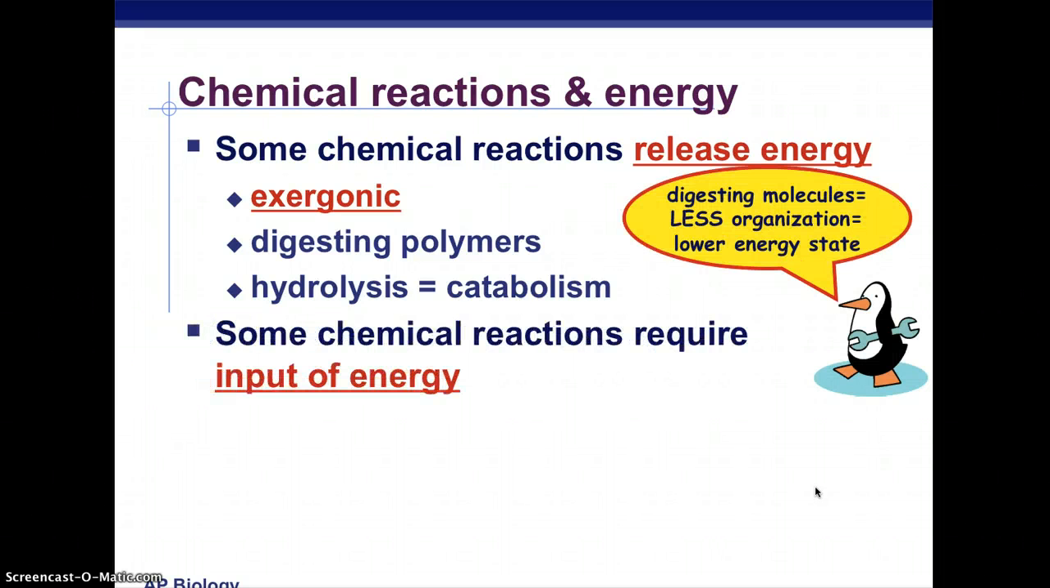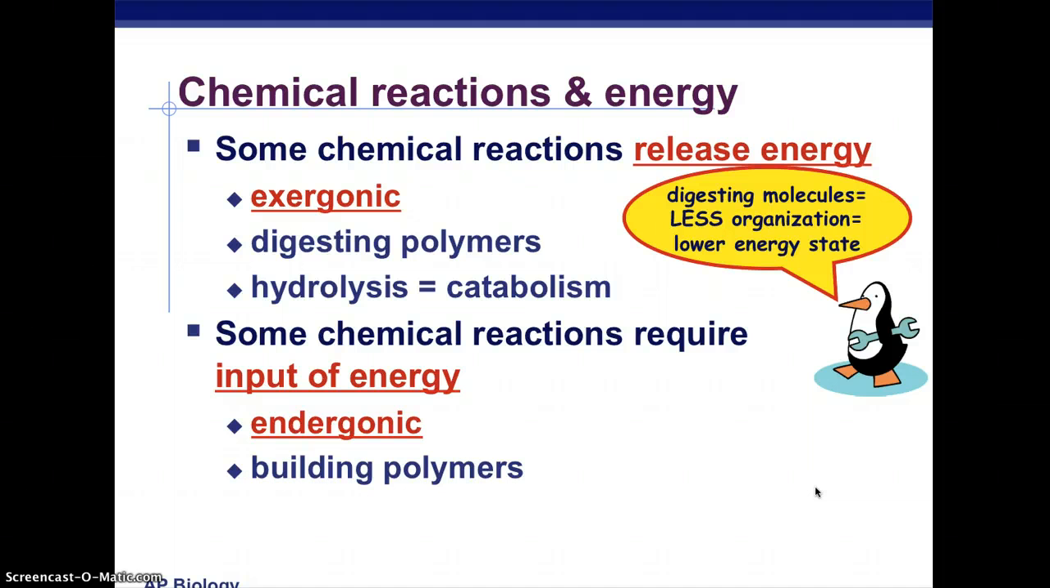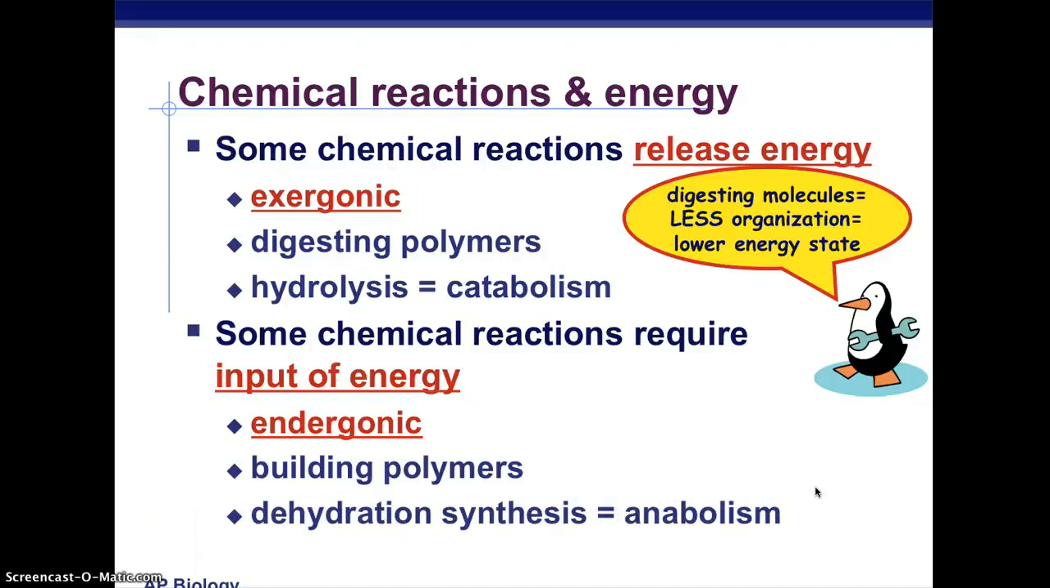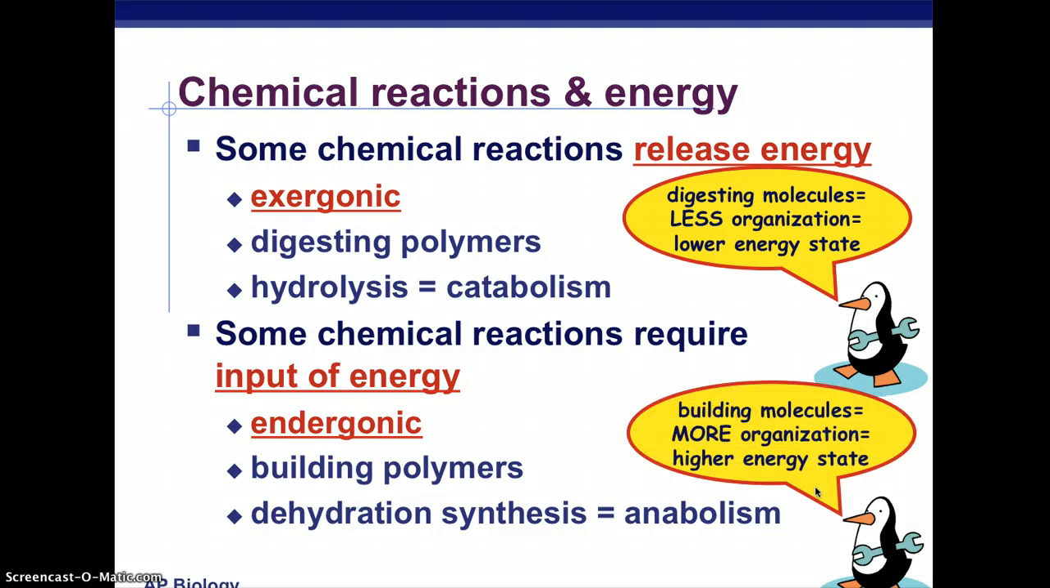Some chemical reactions require an input of energy. These are called endergonic. So the opposite of exer is ender, meaning into, so putting energy in. And these are how we build polymers. So when we build a polymer, it requires a net input of energy. So dehydration synthesis, removing water to join the monomers together, is an endergonic reaction. And we refer to this as anabolism, or an anabolic reaction.